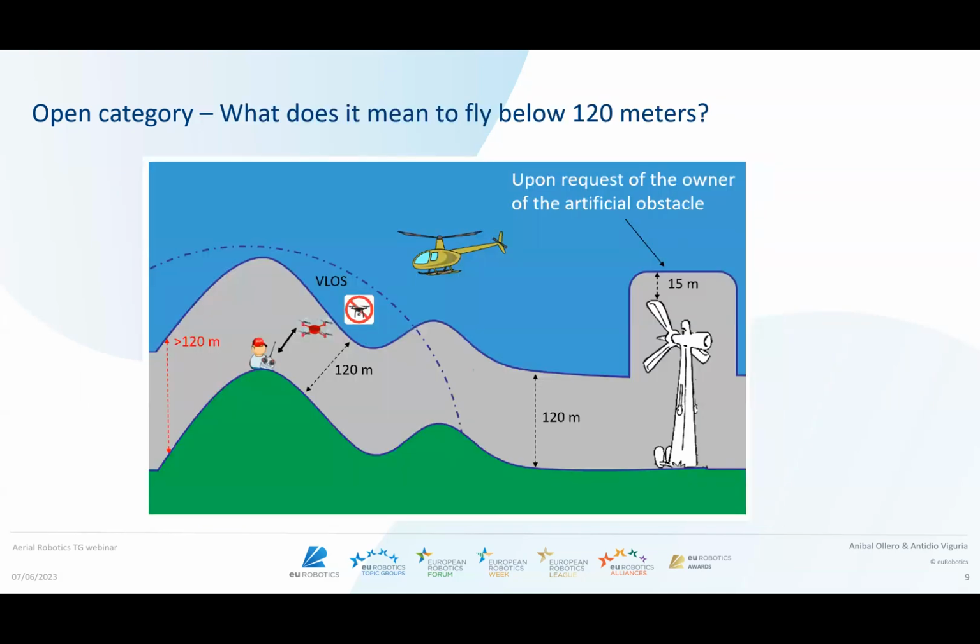First of all, let's clarify what below 120 meters means. It's 120 meters from the ground. So if there are changes in the ground level, you have to maintain a maximum of 120 meters. The regulation also takes into account that there may be obstacles or infrastructures that you would like to inspect that are even higher than 120 meters. So you can go above it, no more than 15 meters, upon request of the obstacle or infrastructure owner.